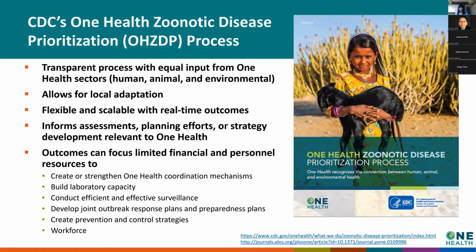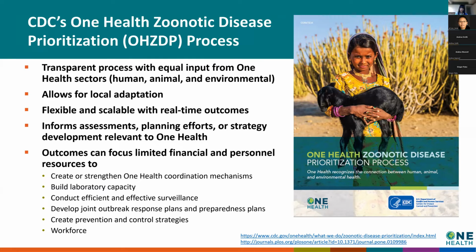So I wanted to start with one of our primary global activities, which we began conducting in 2014. It's called the One Health Zoonotic Disease Prioritization Process. And the overall idea is to bring together representatives from human, animal, and environmental health sectors and prioritize a short list of zoonotic diseases in a locality. And these localities are typically countries, but we've actually seen prioritizations occur in regions, in states, and other geographic areas.